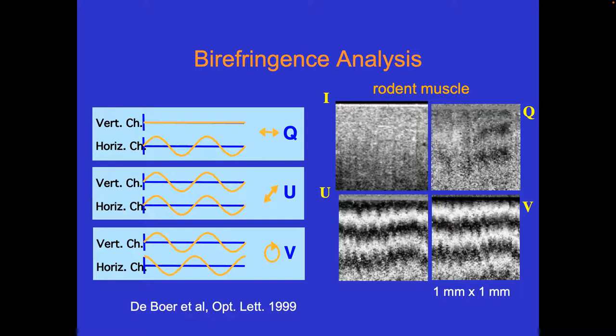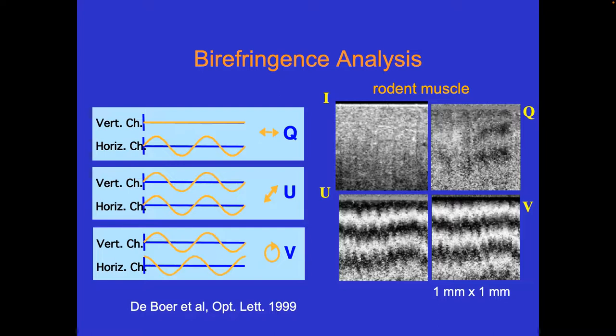Okay, so what can you do with it? Actually, this is a measurement of the muscle of a mouse. Here you see the intensity. And here you see these parameters Q, U, and V, where Q is how much horizontally polarized light is there. Let's say horizontally polarized equals positive one, and then vertically polarized is minus one. For U, linear plus 45 is plus one, and linear minus 45 is minus one. And for the circular one, it's left circular or right circular, plus or minus one.